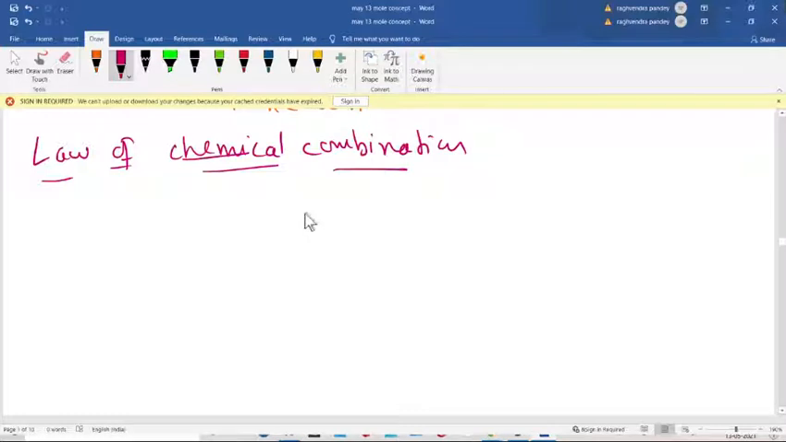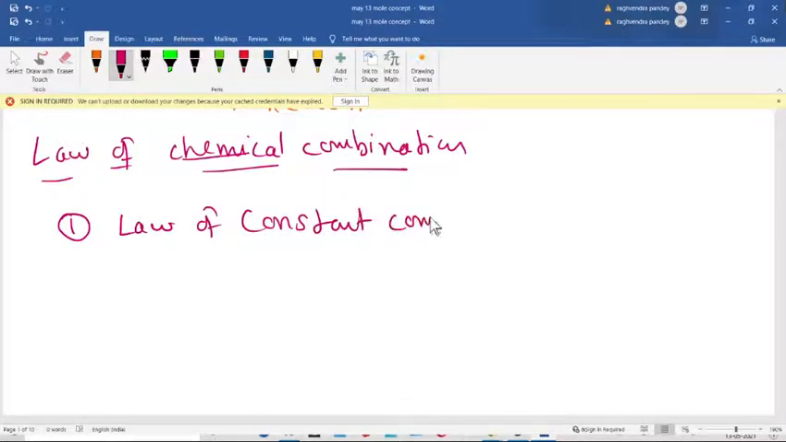You have learned a lot about chemical equations. Nobody will laugh when I teach it, because it is not boring but it's laughable. Now what is the first law? It's the law of constant composition.